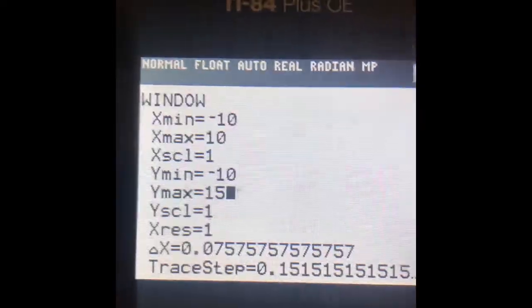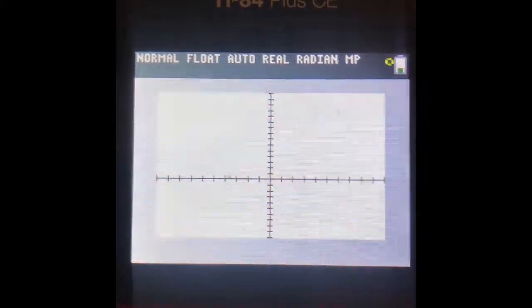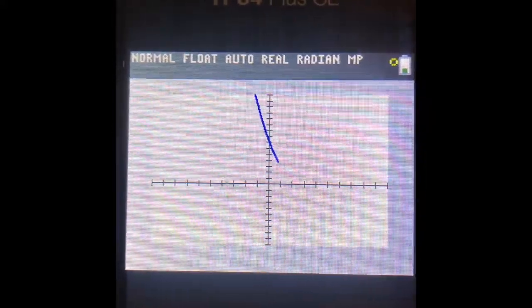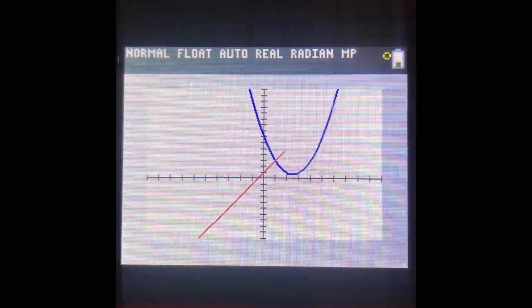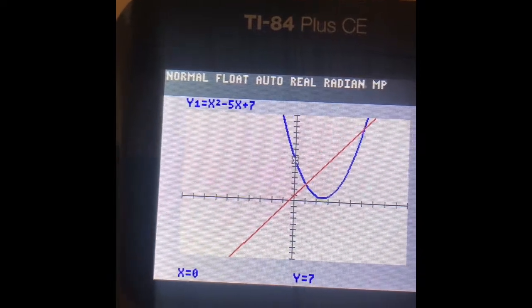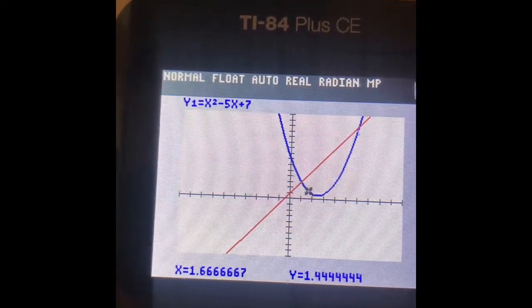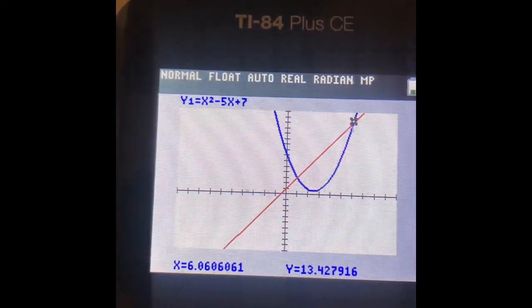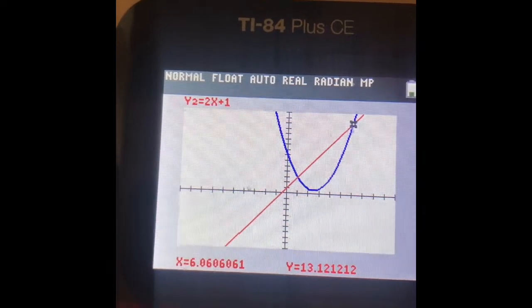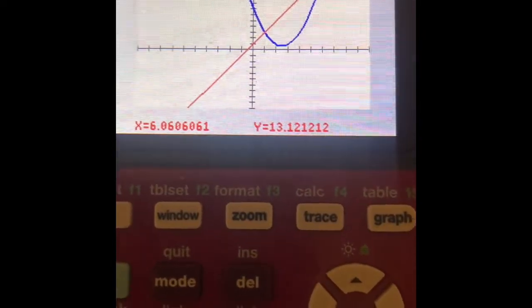My windows are set on the standard window, which is negative 10 to 10 and negative 10 to 10. So I just changed my y max to 15. And so let's see if we are able to see it better. And we can. Okay, so again, if I were to estimate, I would say it's about 1, 3, and maybe 6, 13, right? But that's just an estimation. It probably is that, but we don't know for sure.